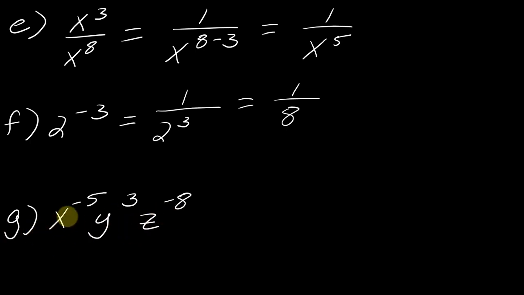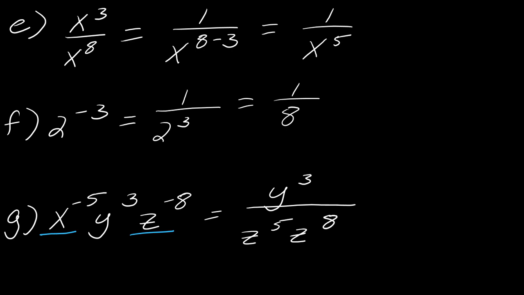So here you'll notice I have x to the negative 5th, y to the 3rd, and then z to the negative 8th. So one of the other things that you just want to review and remember is that the things that have negative exponents are going to be the things that are sent to the denominator. And so we are going to practice this a little bit in this video. So the y to the 3rd stays on the top, and just the letters that have the negative exponents get sent to the bottom. Okay, cool.